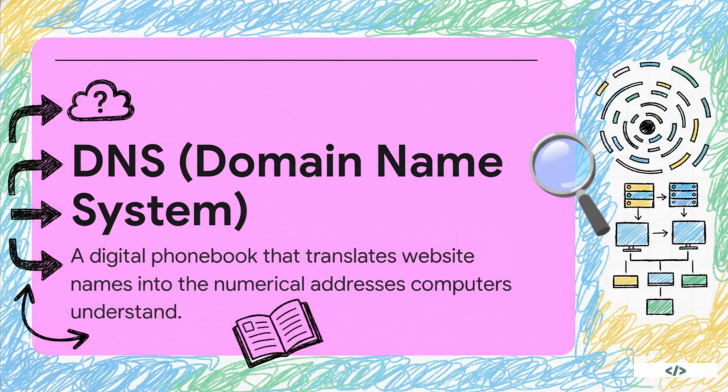See, your computer has no idea what Google.com means. It speaks in numbers, specifically IP addresses, so it needs a translator. That's where something called the DNS, or Domain Name System, comes in. Think of it like the internet's giant phone book. It looks up the name you typed and finds the right number for your computer to connect to.